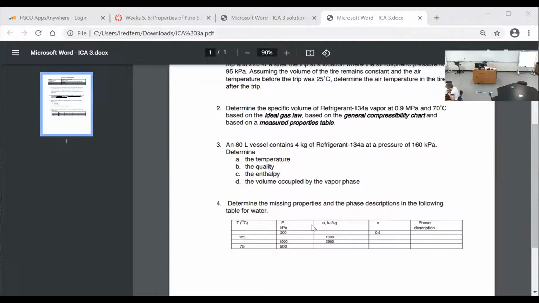I will be right back. Yeah, temperature was the first one, the 111.